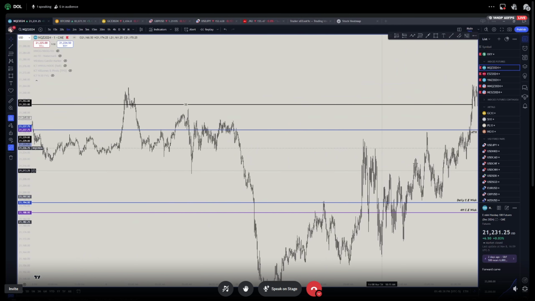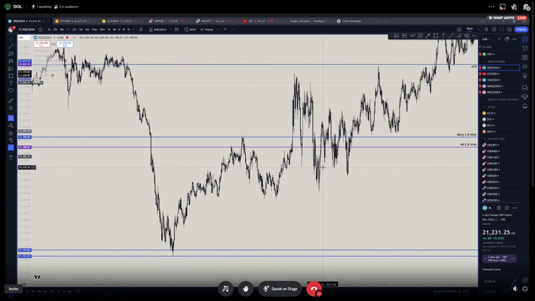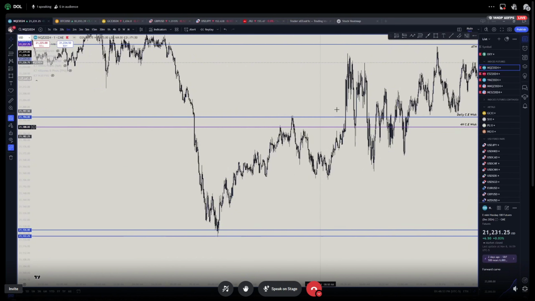So look at both, look for areas that are smooth. That's going to help you determine where your draw on liquidity is, as long as it aligns with your bias. So where can we look for places to take our profits here, or areas that we would like to see price draw up to as a take profit?